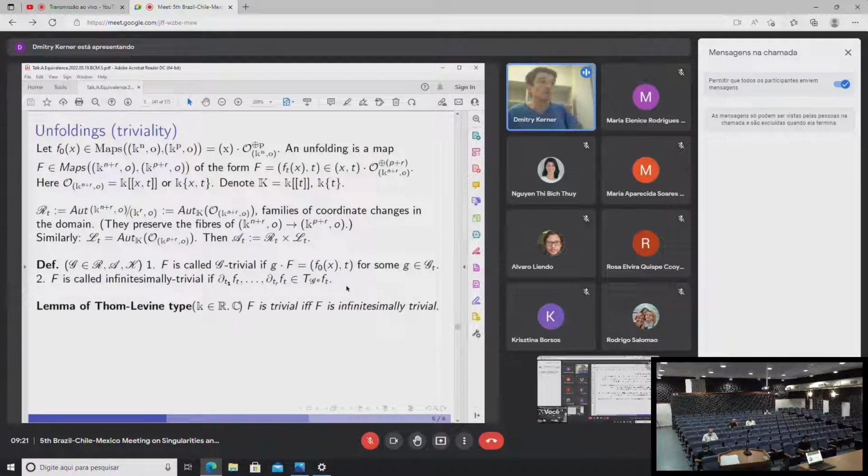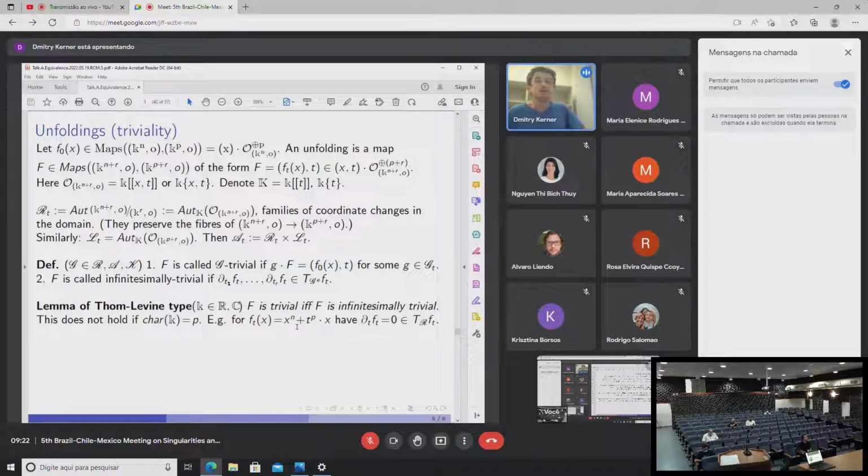And now the lemma, this is called the lemma of Thom-Levine type. I don't know who is the author precisely, when you have real or complex numbers. An unfolding is trivial if and only if it is infinitesimally trivial. And it certainly is helpful when you have some deformation and you want to trivialize it. It is enough to check the conditions at the tangent level.